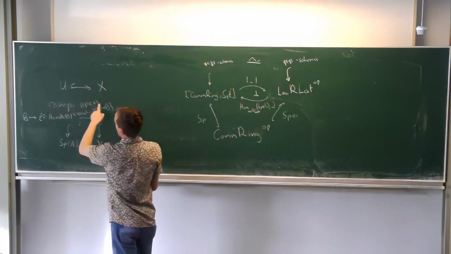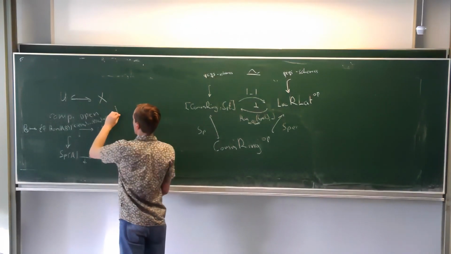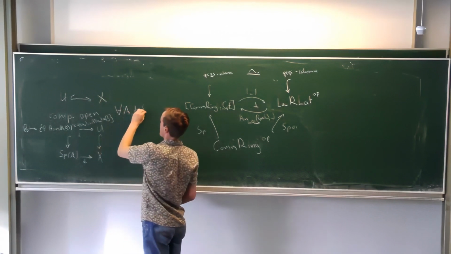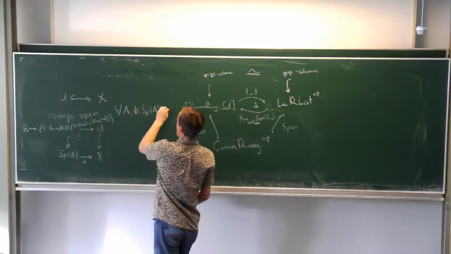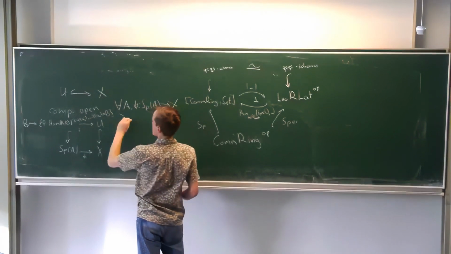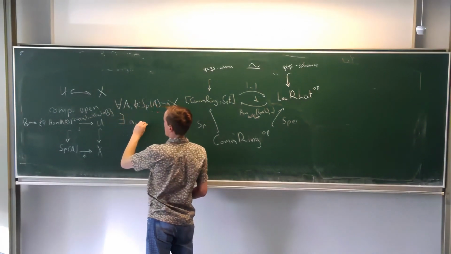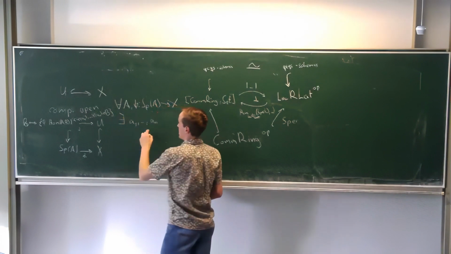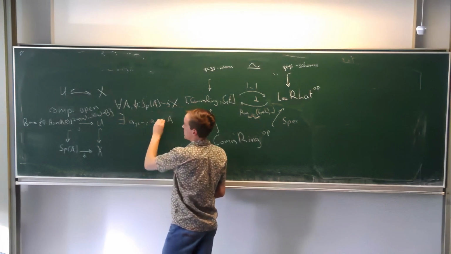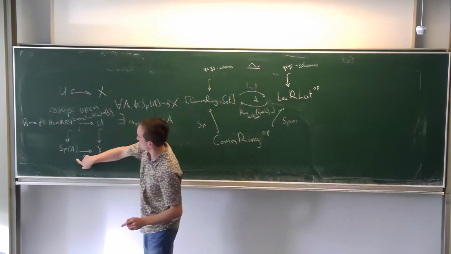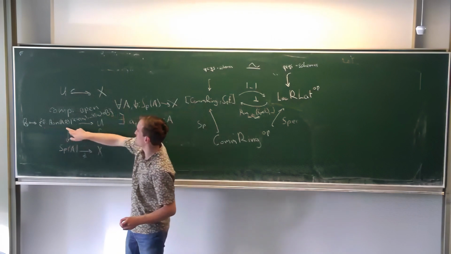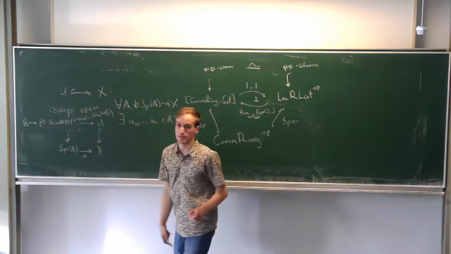So U is a compact open if for all A and A-valued points of X, there exist generators A1 till AN in A such that pulling back U along this natural transformation gives you the functor that sends B to the morphisms from A to B such that if you look at the image of those, they give you the whole ring.